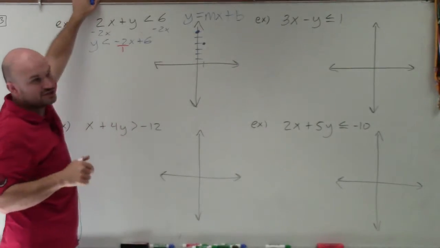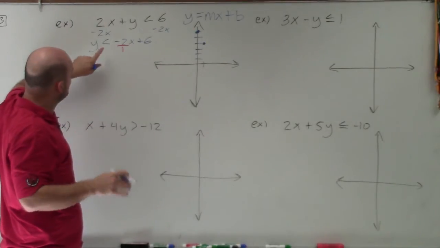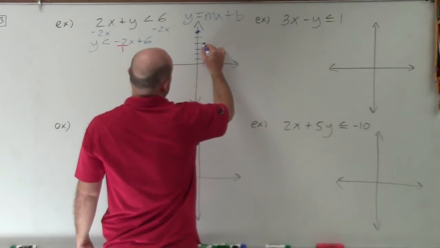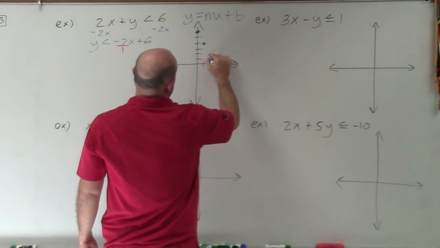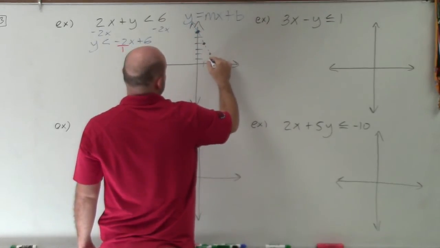I went over how to determine if the line is dashed or solid. Notice that whenever you have less than or greater than, you're going to have a dashed boundary line. Let me do one more point: down to the right 1. OK, so I'm going to connect these points with a dashed line.